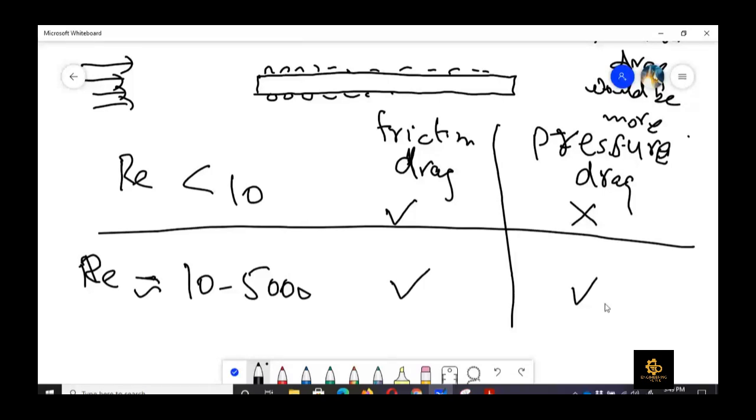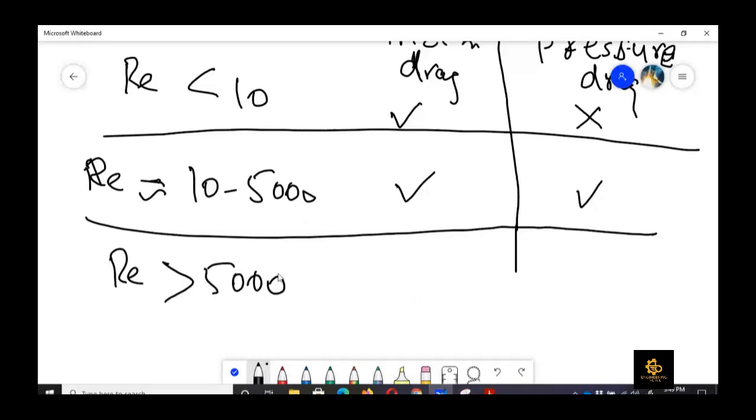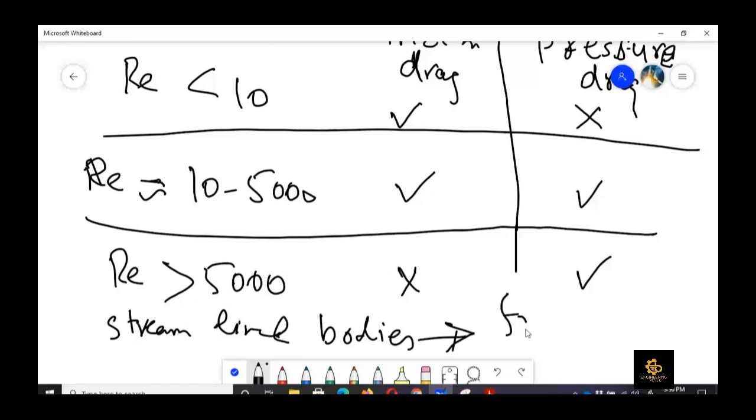But when we have a Reynolds number more than 5,000, then friction drag would be a very minor component of the total drag, and 95% of the drag would be due to pressure drag. So it means that at higher velocity, we are more concerned about pressure drag in blunt bodies. For streamlined bodies, we would have more friction drag, and for the blunt bodies, we would have pressure drag.